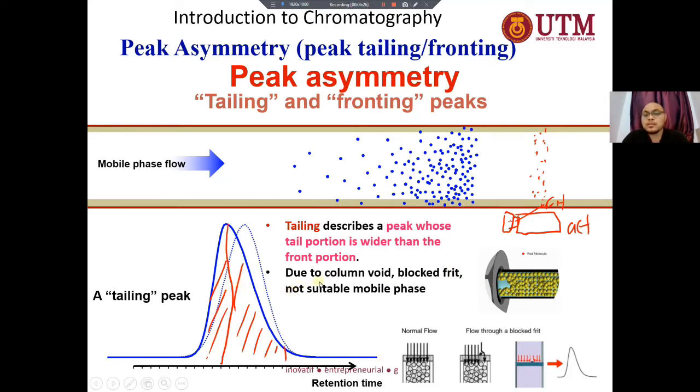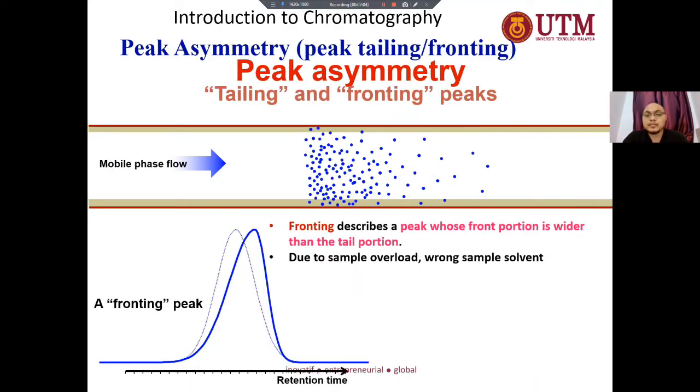To avoid an unsuitable mobile phase, what you can do is dissolve your sample using the mobile phase solvent system. For example, if your mobile phase solvent system is composed of acetonitrile and water at pH 3, you can use acetonitrile-water 70-30 at pH 3 to dissolve or prepare your standard. So this is the idea.